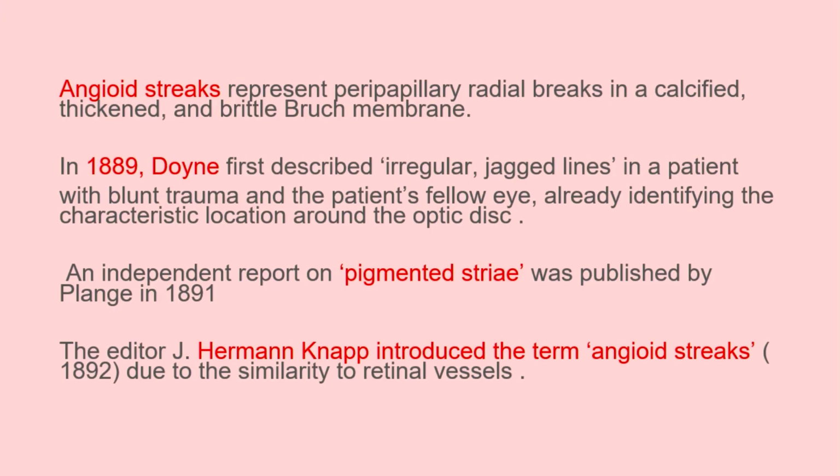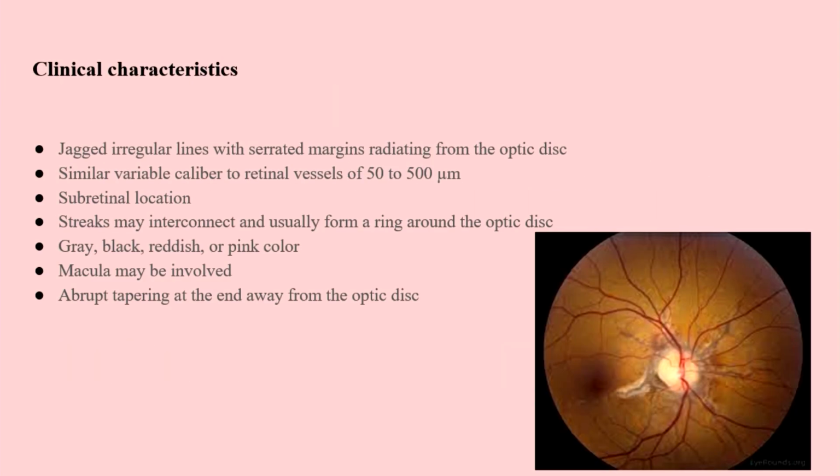In 1889, Doyne first described irregular jagged lines in a patient with blunt trauma, and the other eye had similar characteristics in a location around the optic disc. An independent case report was published by Plange in 1891 as pigmented striae. Hermann Knapp introduced the term angioid streaks in 1892 due to the similarity to the retinal vessels.